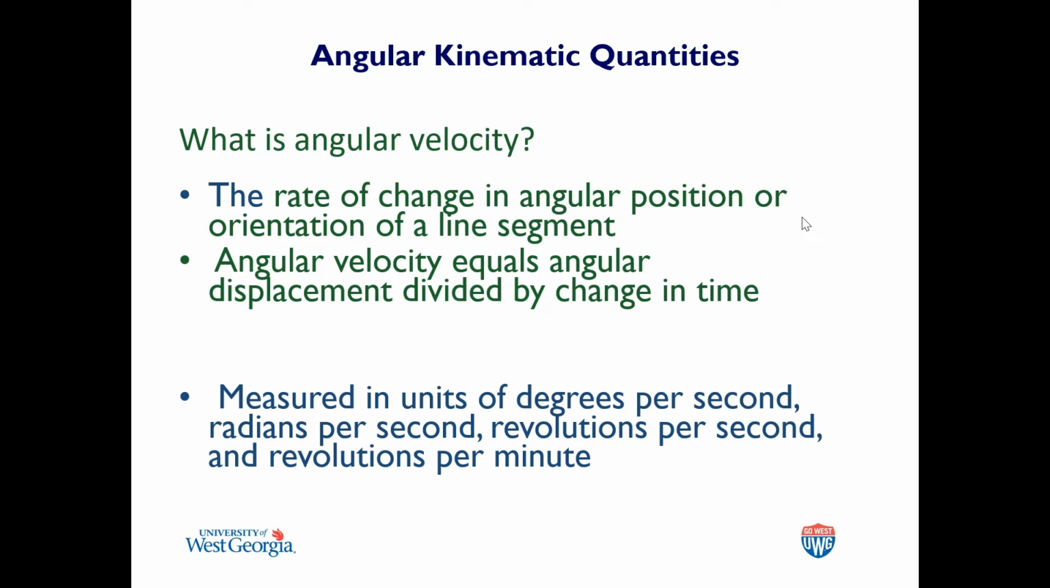So angular velocity is equal to angular displacement divided by the change in time. If we know the total angular displacement that occurred and we know how long that took, we can find angular velocity. Again, that's usually in degrees per second, sometimes radians per second, but we can also get into revolutions per minute. You may have heard of RPMs for certain things like an engine. This is talking about how many times it goes around in a single minute, and this is an angular velocity.